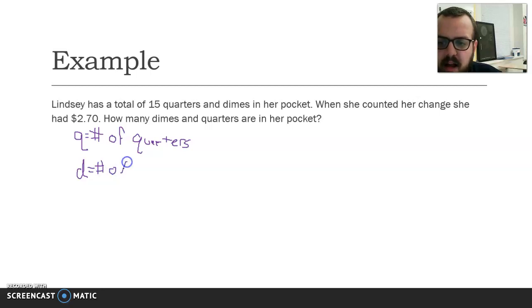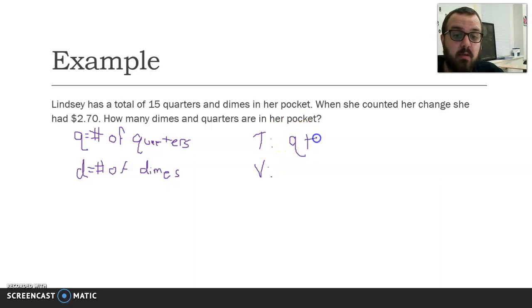Once we have our variables listed out of the way, we then can go ahead and move on to our equations, which again, we're still going to have a total, and we're still going to have a value. My total equation is going to look very similar to what it did yesterday. I take the number of quarters, I add on the number of dimes, and I'm going to get the total number, which is 15. The values, where I have to kind of use some of the stuff I know already, before I go to write this out.